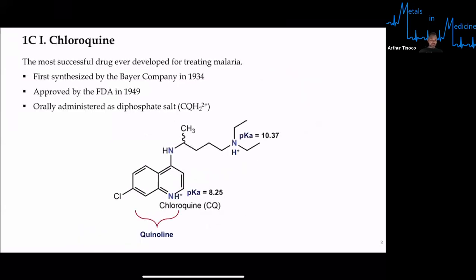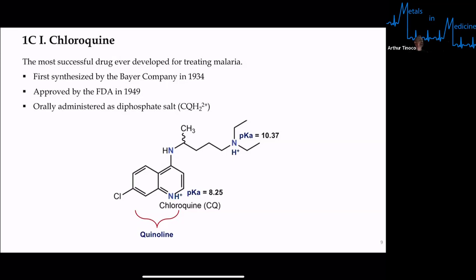All right, so we're going to focus on chloroquine, as it is the most successful drug that was developed for the treatment of malaria. And so here you have the chemical structure of that compound, just pointing out some of the properties of it, the quinoline part of it, the pKa's. So you typically will find this administered as a drug in the diphosphate form. So this is a salt as it's delivered.